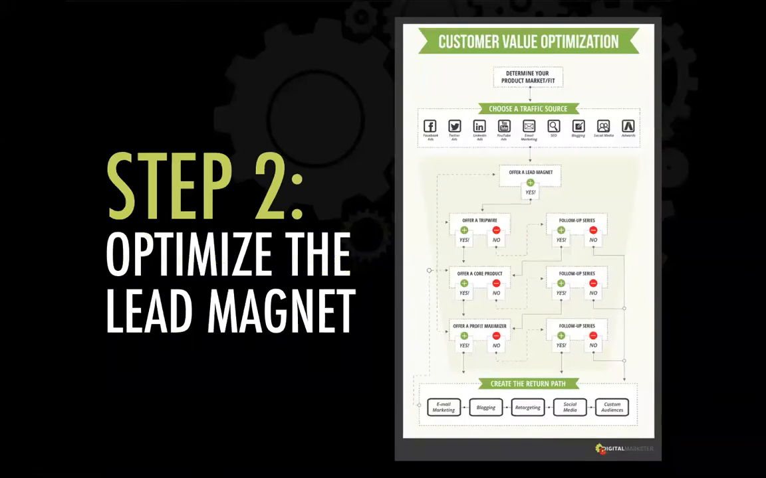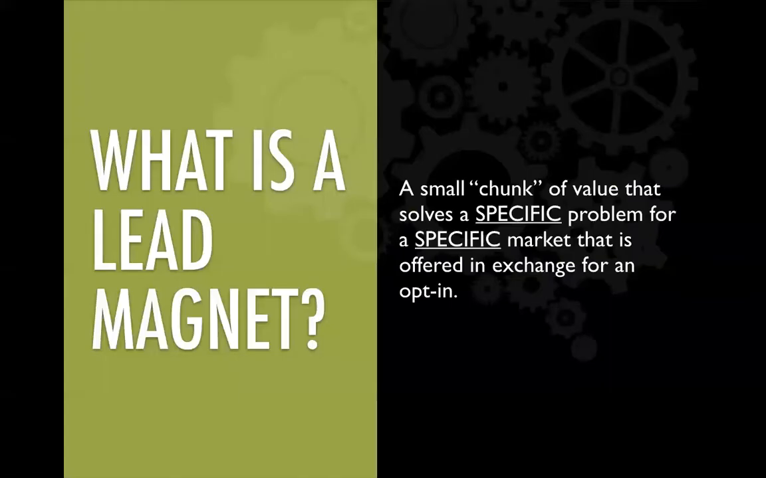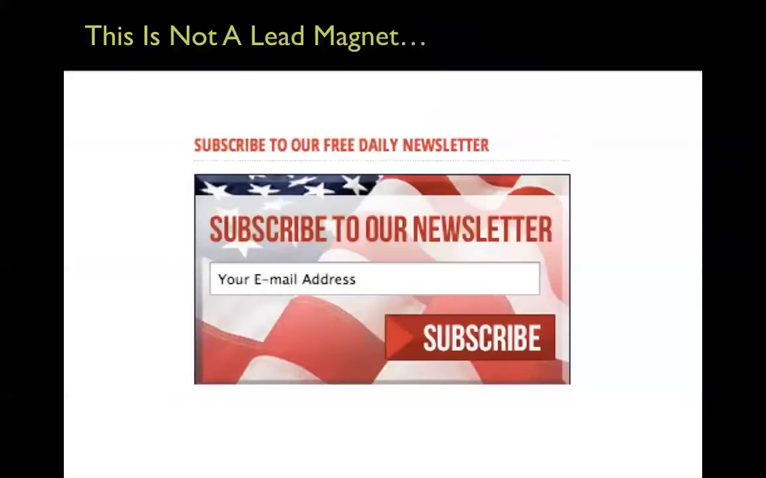Step 2, optimize the lead magnet. Here we go. So you can see right here, if you're following along on your roadmap, this is exactly where we are. We've chosen our traffic source and now we're at our lead magnet. So what is a lead magnet? It's a small chunk of value that solves a specific problem for a specific market that is offered in exchange for an opt-in, getting a name, an email, phone number.